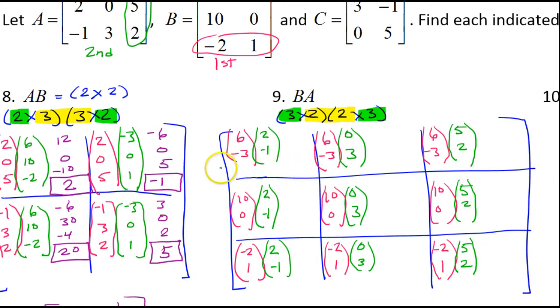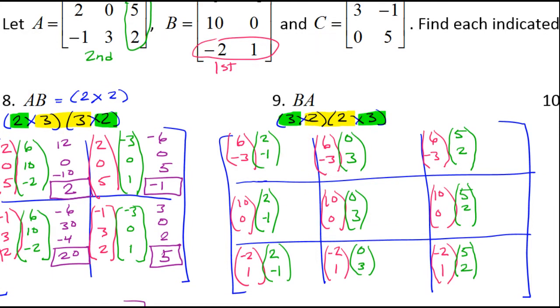Alright, so it's a little bit quicker if you set up all of the rows and all of the columns ahead of time. It's all about efficiency. So now I'm just going to multiply these together to get the answer. If I multiply here, I get 12 and 3. Add them up, and that's 15. Multiplying here, I get 0 and -9. Add them up, that's -9.